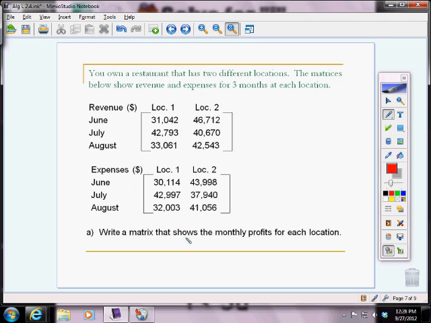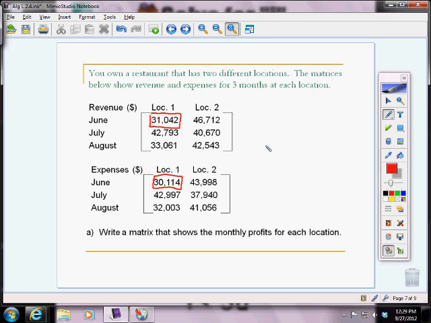The first thing I want to do is write a matrix that shows the monthly profits for each location. So if we're talking about the monthly profits, that's our revenue. If we want to see the profits, we want to see revenue with expenses. So what we're going to do, just like we've been doing, is add our corresponding entries. So, at location 1, if I add 31,042 to expenses 30,114, what do I get?